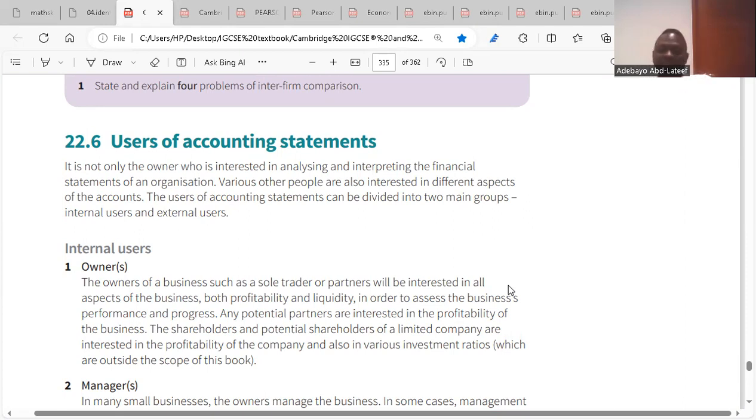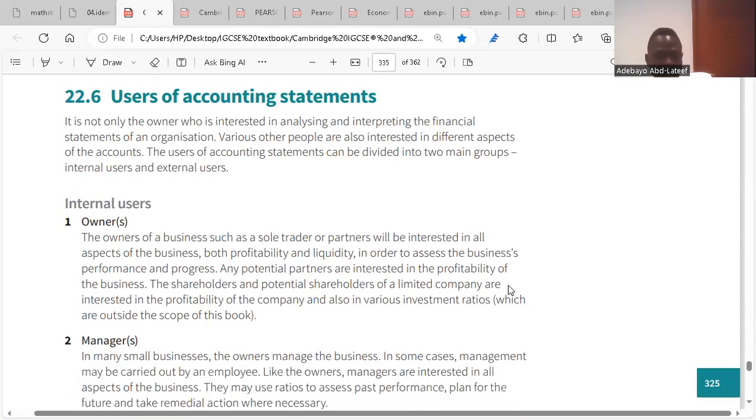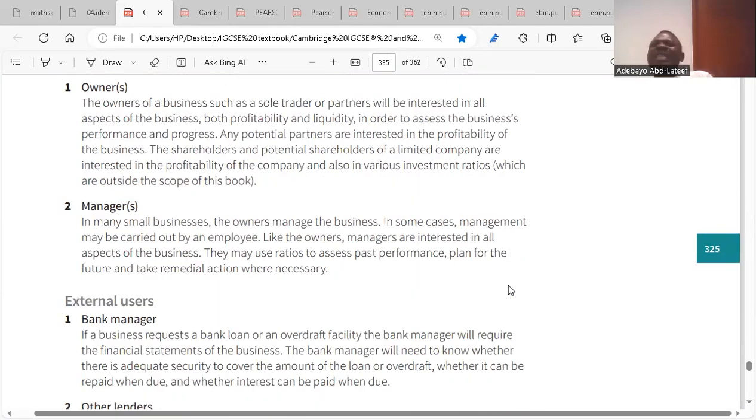Why do owners need financial statements? They want to be sure about the profitability of the business, whether they can invest more, and how progressive the business is. So that will tell them to continue with the business or to sell off their shares. For owners.